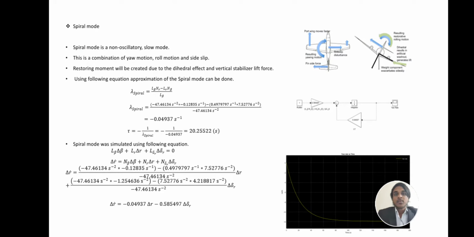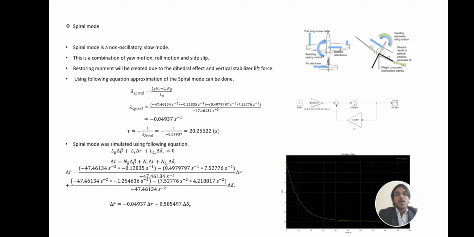Let's consider the spiral mode. The non-oscillatory, lightly damped mode, which has a small real root for the linearized lateral equation, is called the spiral mode. When a sideslip disturbance occurs to its balanced position, a side force will be created by the vertical tail due to the incidence angle created by the incoming airflow.